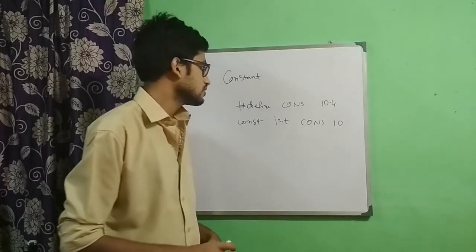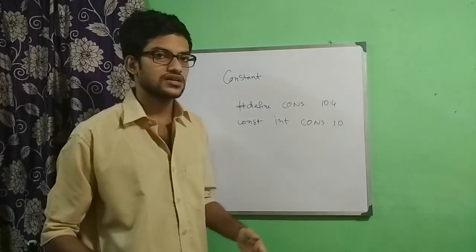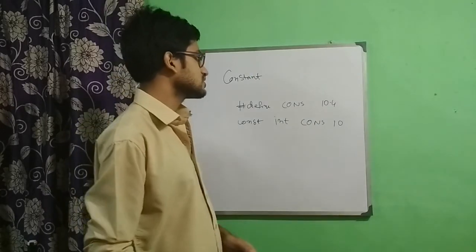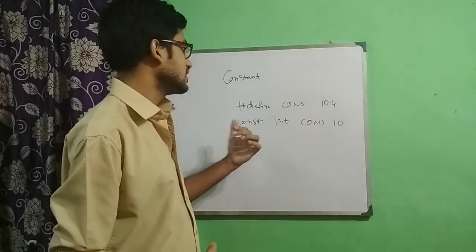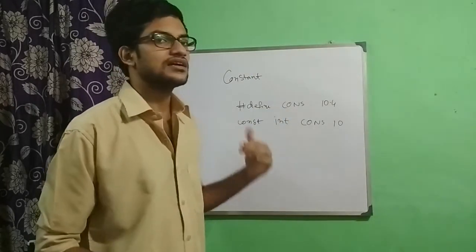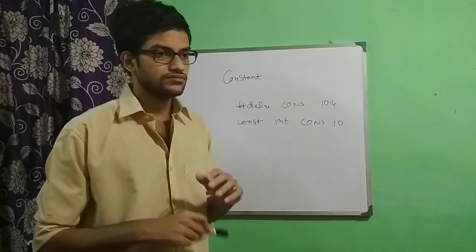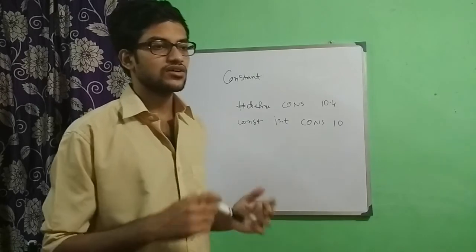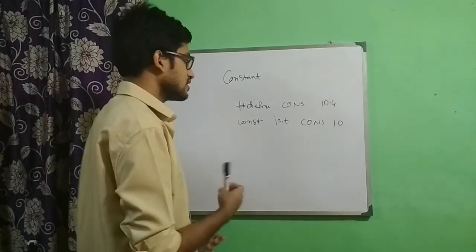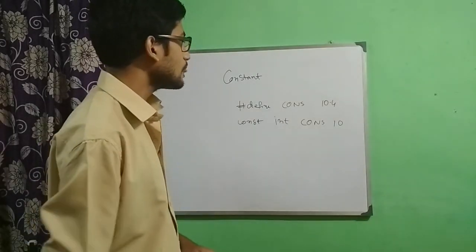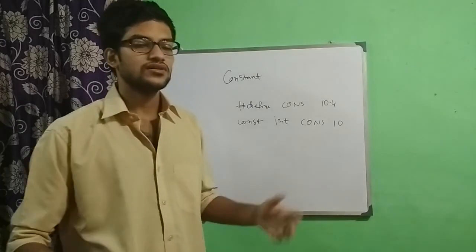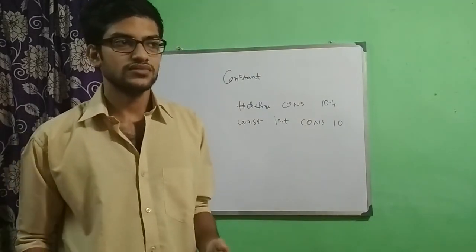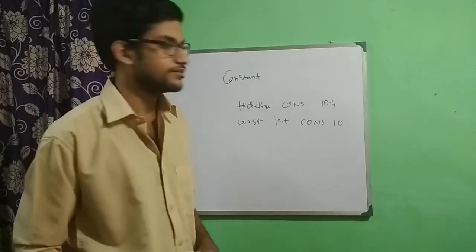First is using the hash define preprocessor command to declare the constant. In this case, I am not using any data type. It will decide what data I am using on the go. It is not asking me to define the data type. And 10.4 means it's a float value, or float data type.